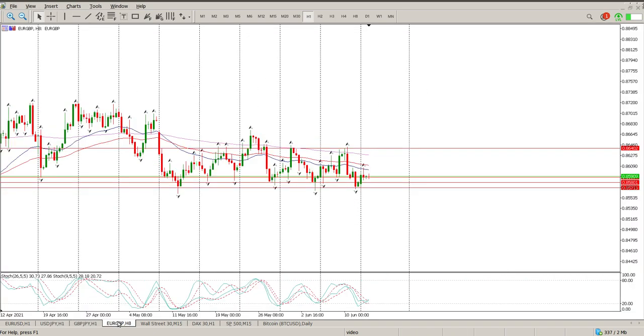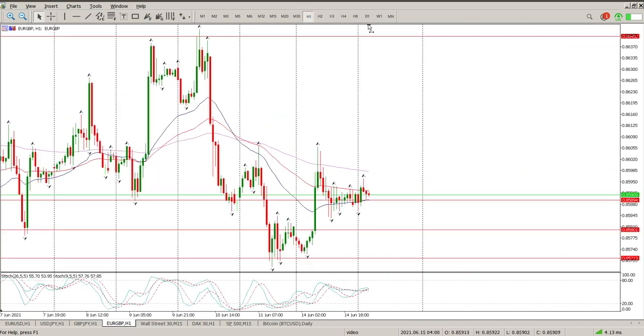Okay, lastly, Euro British Pound. Nothing really going on here. We are sort of hovering on the bottom of this channel, and this channel's been around for a long time. I mean, that's a couple of weeks now. That's 5 weeks that we've been going sideways.